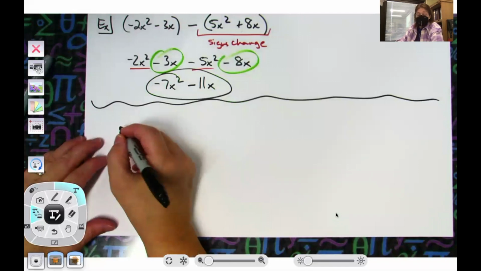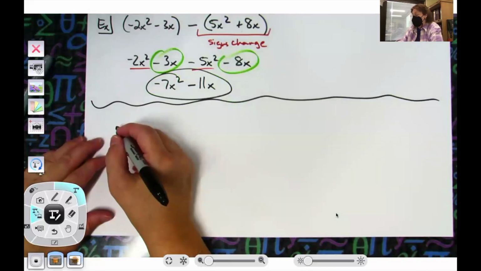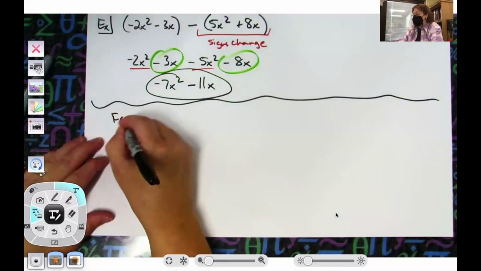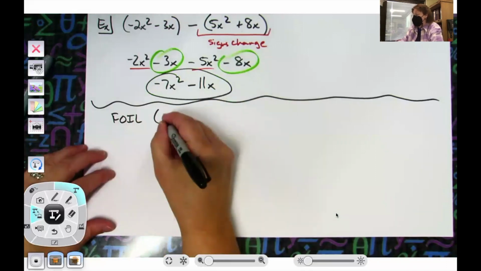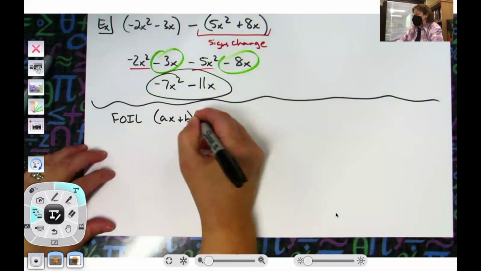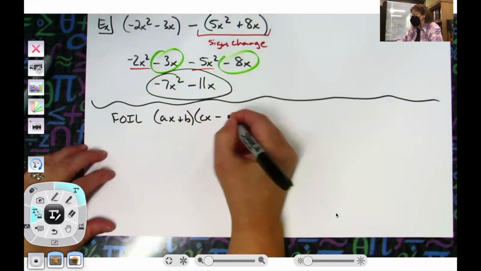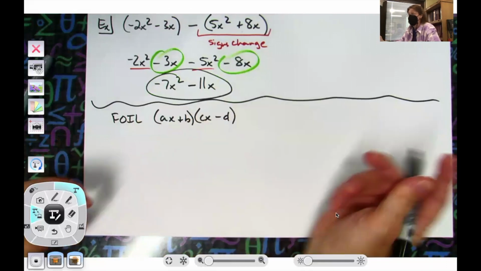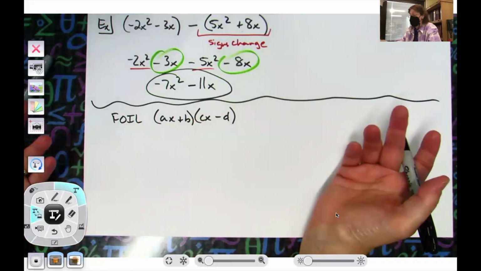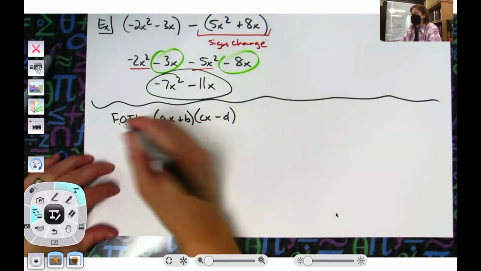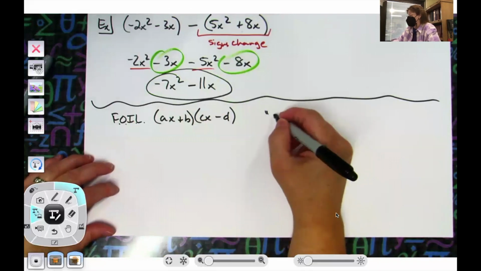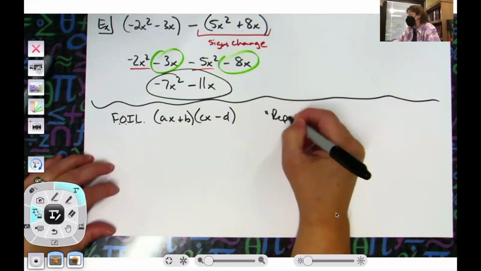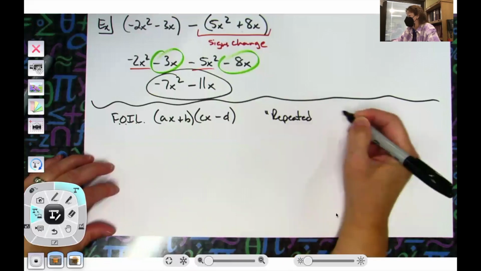All right, of course, you can use FOIL. Obviously, FOIL is going to be used whenever you've got two binomials. So if I had an ax plus b times a cx minus d, a binomial times a binomial, you can use FOIL. All right, you do not have to use FOIL. You can just do what I call repeated distributive property. It's the exact same thing.